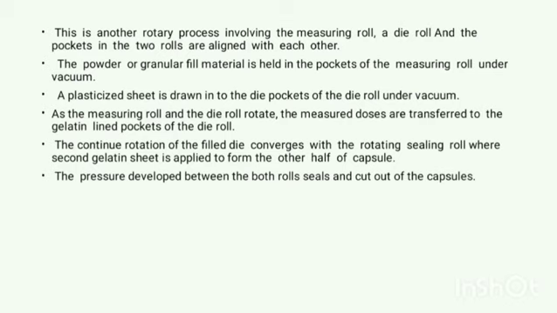A plasticized sheet is drawn into the die pockets of the die roll under vacuum. As the measuring roll and the die roll rotate, the measured dosages are transferred to the gelatin-lined pockets of the die roll. The continued rotation of the filled die converges with the rotating sealing roll, where a second gelatin sheet is applied to form the other half of the capsule. The pressure developed between both rolls seals and cuts out the capsules.